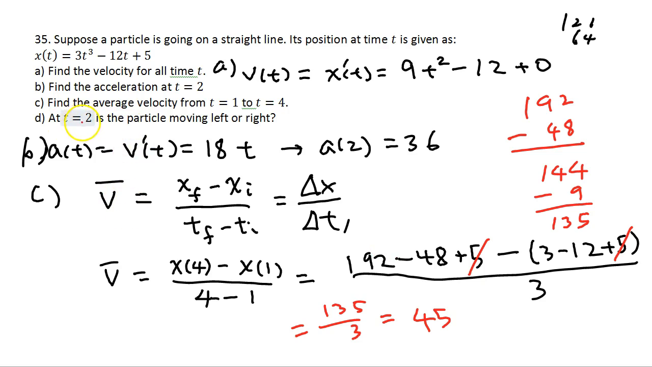At t equals 2, is the particle moving left or right? Now, let me write this as D. What is v(2)? If I plug in 2 here, that's 4 times 9, that's 36, minus 12, so that's 24. If the velocity is 24, is it moving right or left? Actually, the value is not too important. What's important is whether this is positive or negative. If it's negative, then you're moving left because the position is decreasing. If it's positive, then it's moving right.